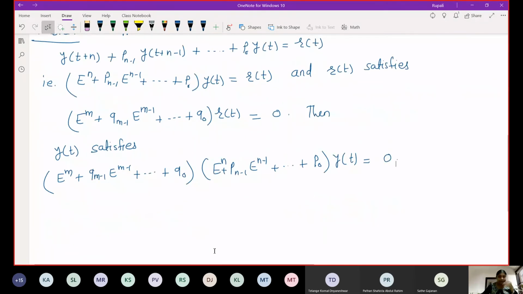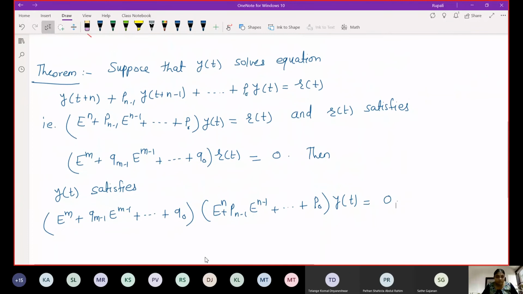Is that okay? What is given? Suppose that y t solves equation 3.9, this non-homogeneous with constant coefficients.